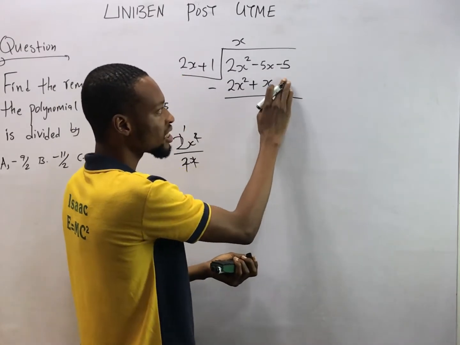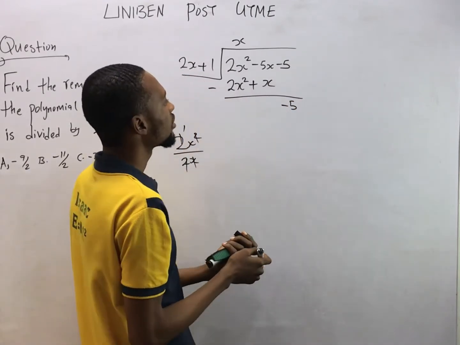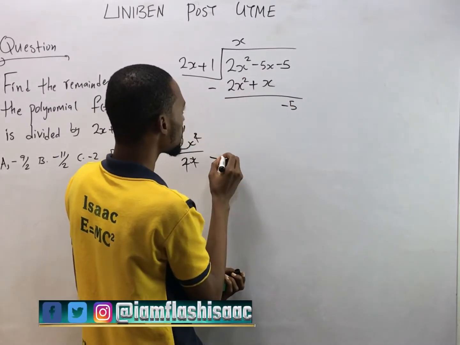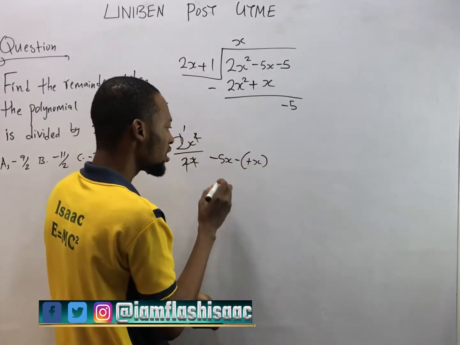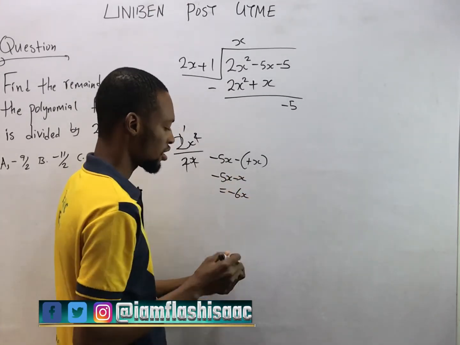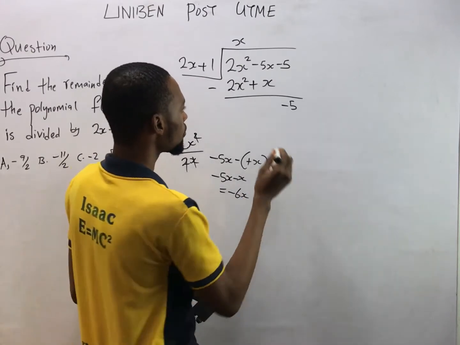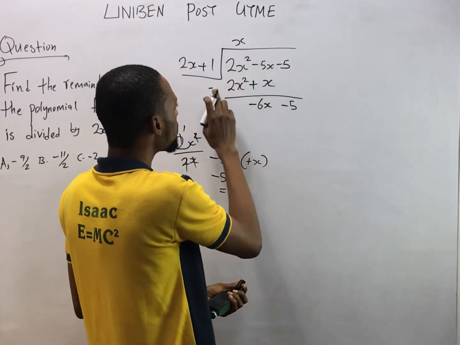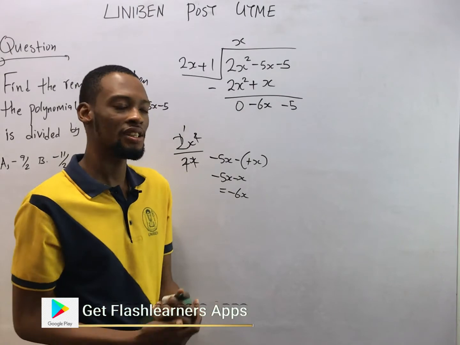Minus 5 minus 0, or minus nothing, will give you minus 5. You have minus 5. Then here is minus 5s minus s. So minus 5s minus plus s, or s, is simply minus 5s minus s. This will give you minus 6s. You're owing 5s, you bought another 5s, added to it will give you minus 6s. So here is minus 6s. Then 2s squared minus 2s squared is 0. So we've done the first stage.